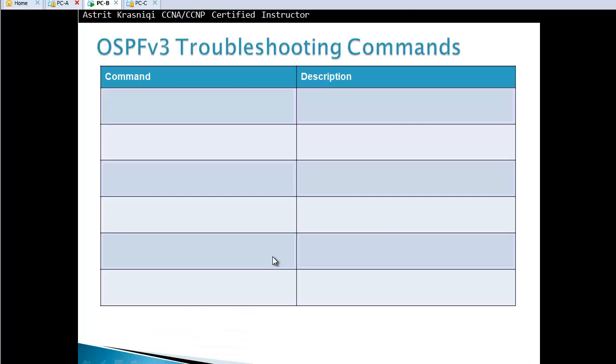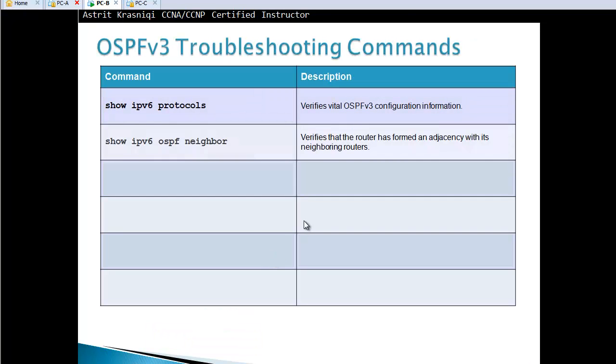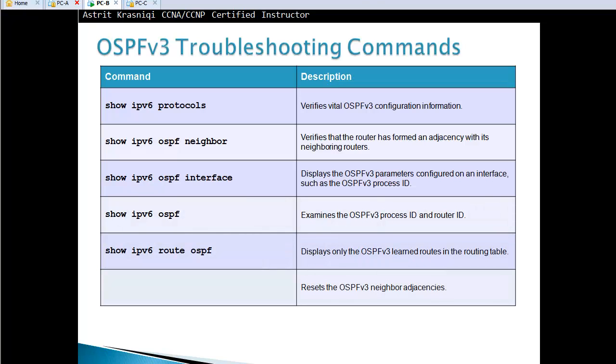For OSPF version 3, the show commands are very similar to OSPF version 2. Just this time we type show ipv6 and then protocols, neighbors, ospf neighbors, ospf interface and so on.